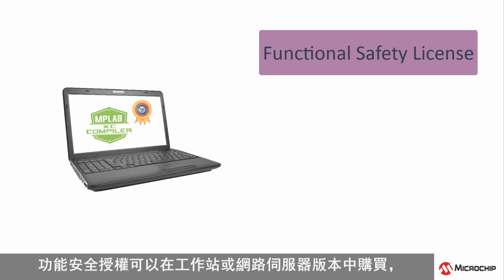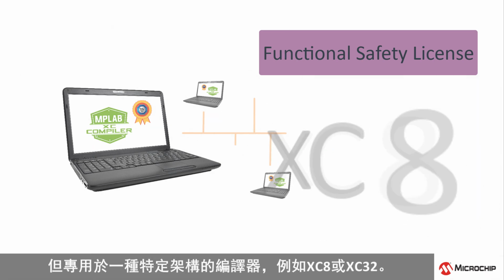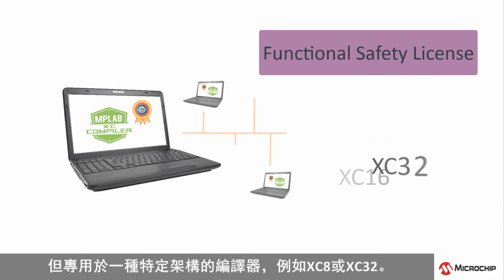A functional safety license allows the use of a special TÜV-SÜD certified functional safety compiler. A functional safety license can be purchased in workstation or network server editions, but is dedicated to one architecture-specific compiler, such as XC8 or XC32.